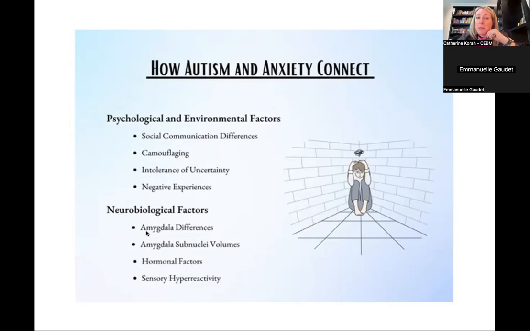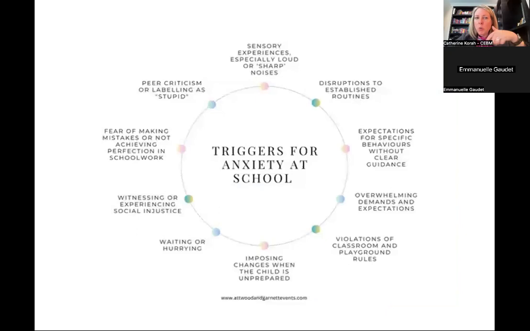And so I already mentioned the amygdala. The amygdala not only gets kicked off more often, but more intensely, and their sensory can be hyperreactive as well. And so all of that plays into it. Just to continue on the same conversation, all of the different triggers that the child can experience in their daily lives at school.